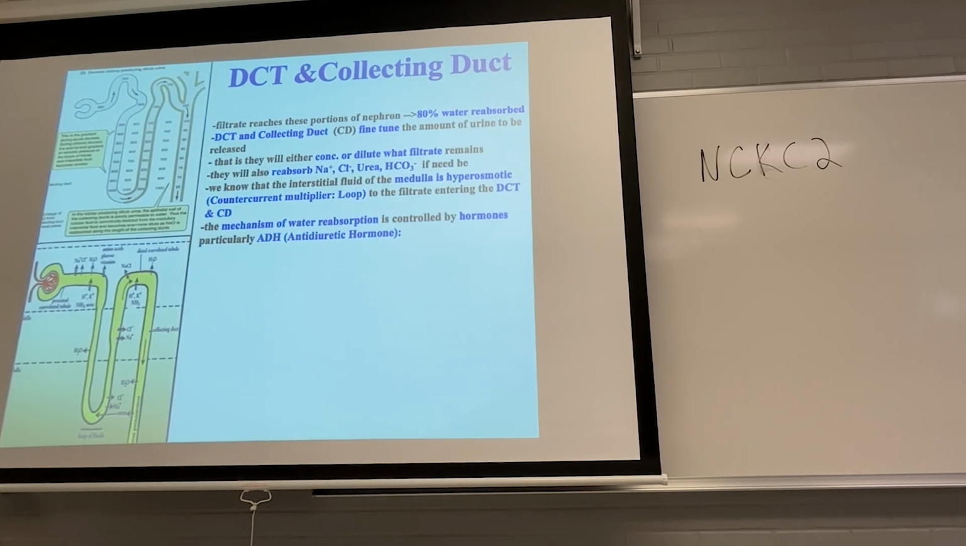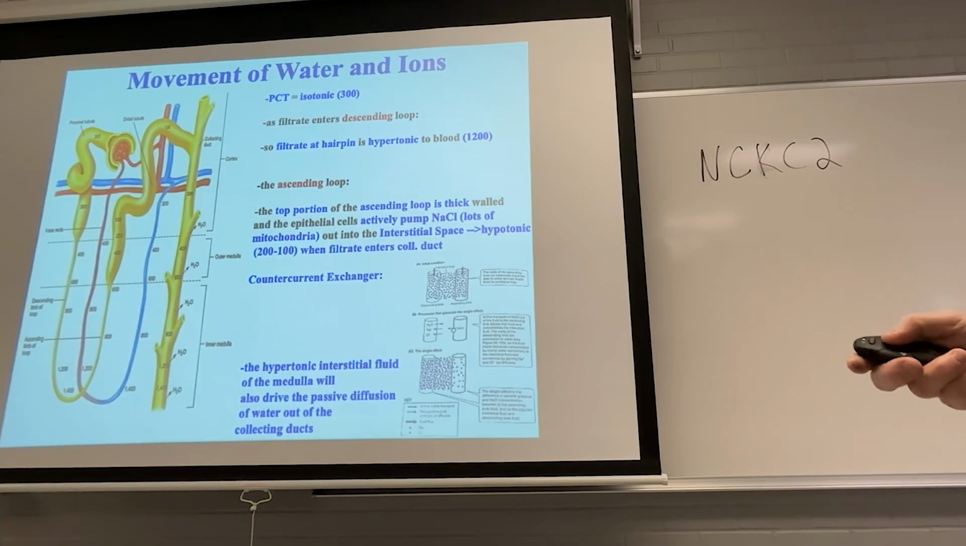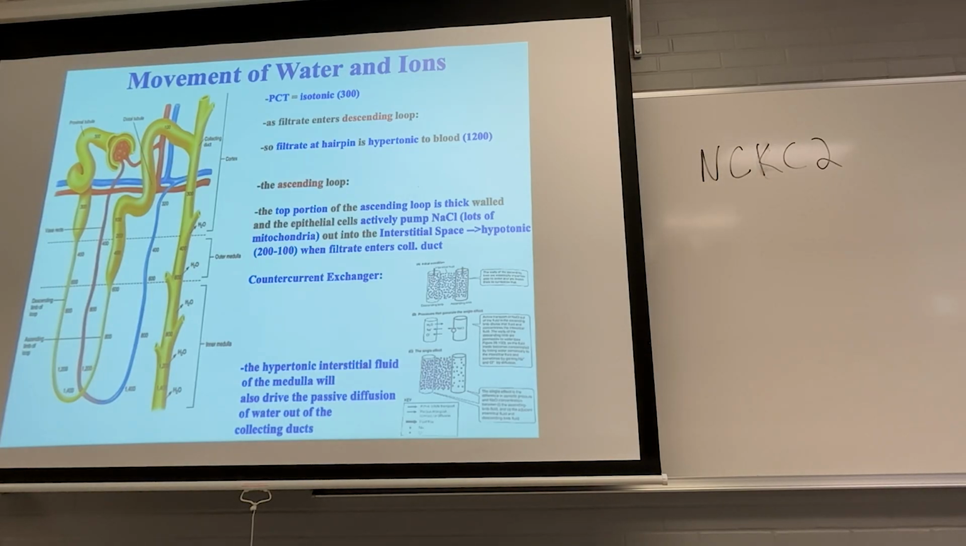All right, so let's talk about the DCT and the collecting duct. Now, the one thing we're going to get into here in a second is notice as the DCT comes up, it is going to be brought up right next to where the afferent arteriole enters the renal corpuscle. That is on purpose, all right?